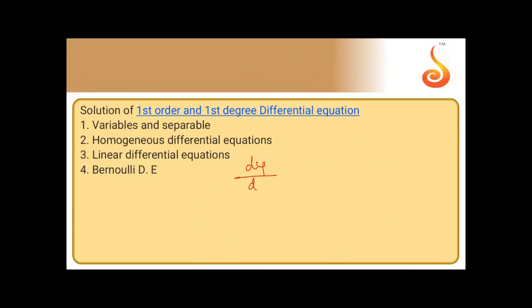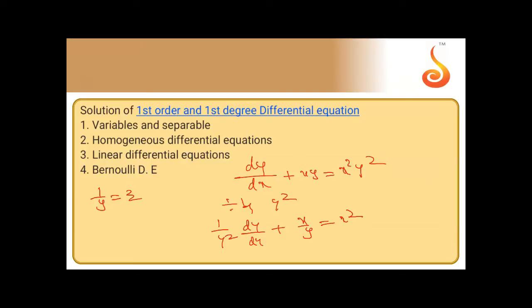Suppose they have given dy by dx plus xy equal to x square into y square. Solve the equation. So now what can you do? You can divide by y square. When you divide by y square, we get 1 by y square dy by dx plus x by y equal to x square. Clear now? So now, whatever the x multiple 1 by y is, you can take it as z. Take 1 by y equal to z.